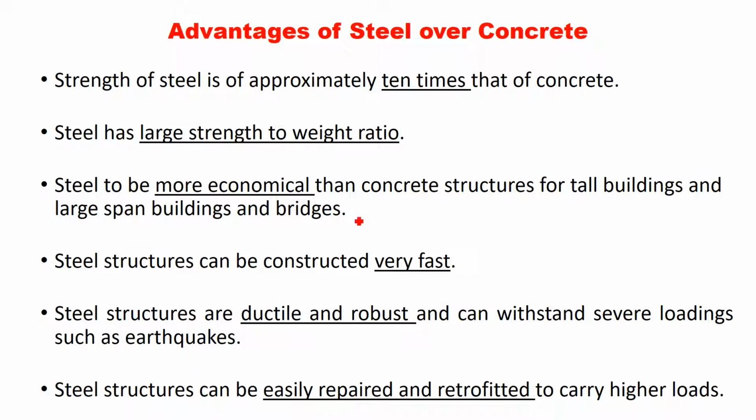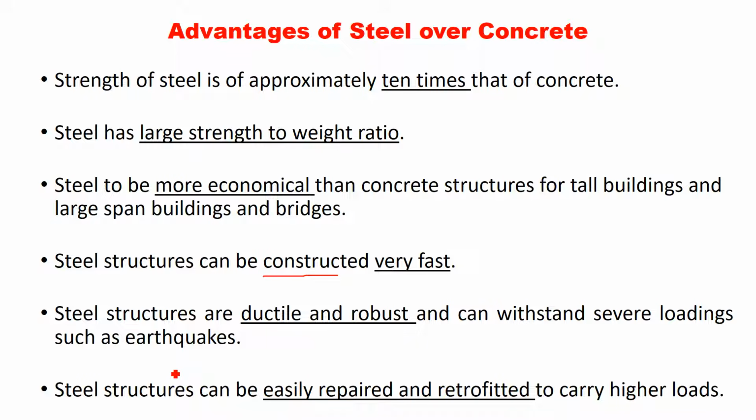If you have high rise structures or very tall buildings, then you can use steel which is more economical than concrete. Even if it is a bridge, then you can use steel which is more economical. Of course, we all know that because of welded and bolted connections, steel structures can be constructed very fast. That is the fourth advantage. Steel structures are ductile and robust and can withstand any severe loading such as earthquake. And steel structures can be easily repaired and retrofitted compared to concrete.